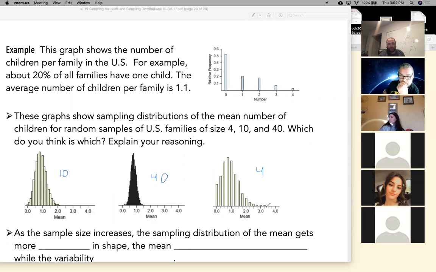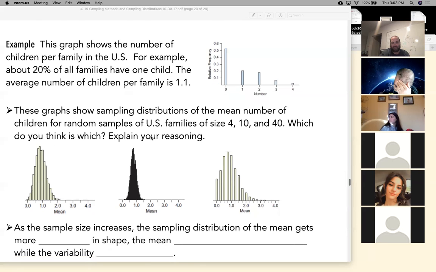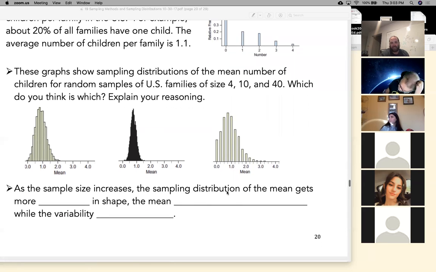Also notice, by the way, that the center is roughly in the same place in all cases, because we do expect them to be centered at the average. It's just the spread that is bigger for smaller sample sizes. So as the sample size increases, the sampling distribution of the mean gets more blank in shape. The mean blank, while the variability blank.